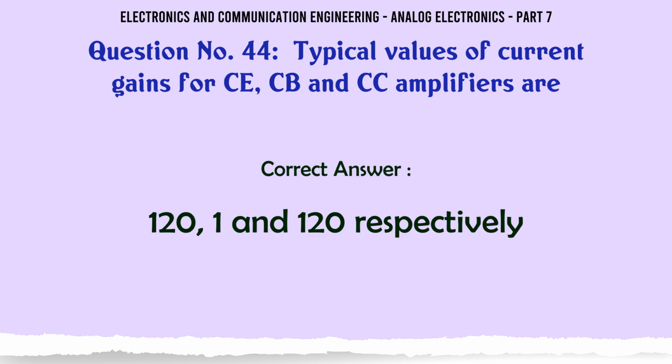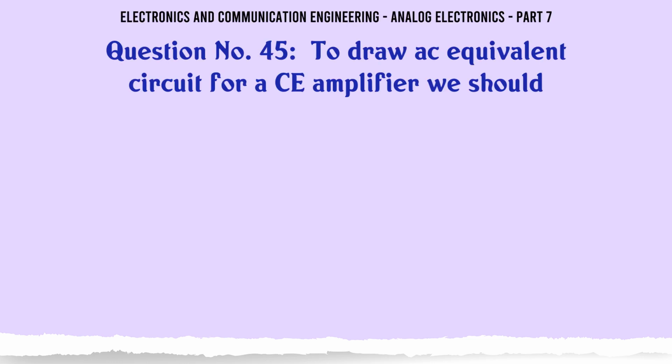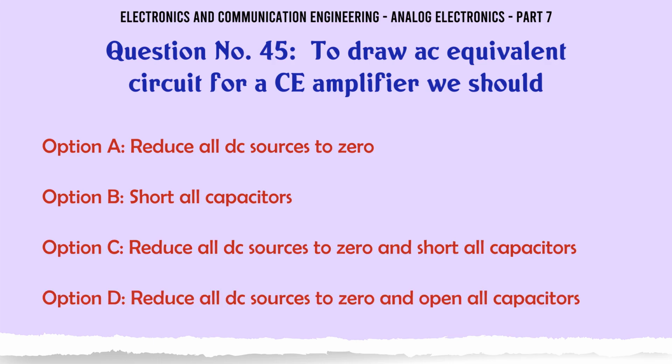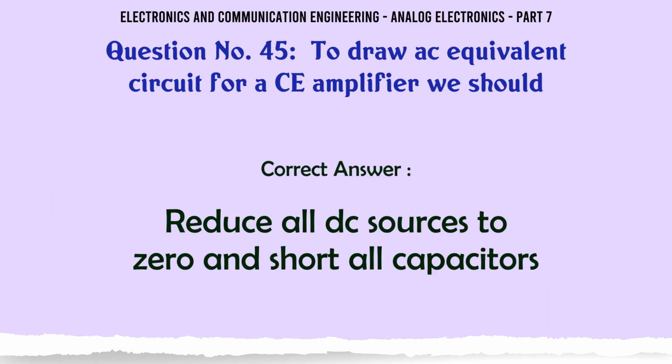121, 1 and 120 respectively. To draw the AC equivalent circuit for a CE amplifier, we should: A. reduce all DC sources to zero, B. short all capacitors, C. reduce all DC sources to zero and short all capacitors, D. reduce all DC sources to zero and open all capacitors. The correct answer is reduce all DC sources to zero and short all capacitors.